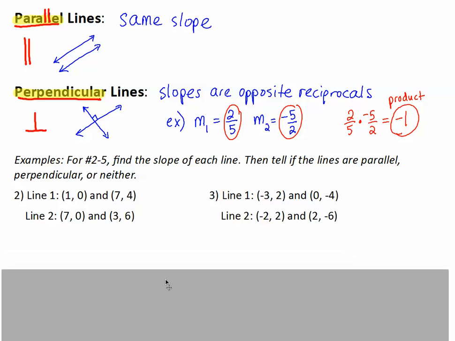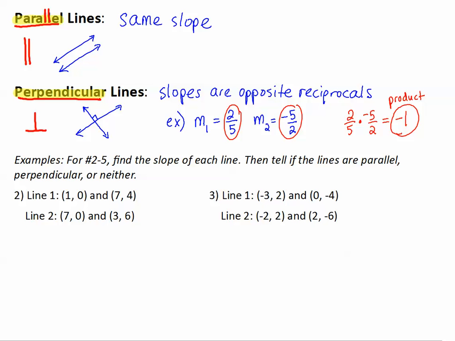Let's do a couple of examples where we have to determine, using slope, if the lines are parallel, perpendicular, or neither. So we're going to calculate each slope. This one says line 1, and these are the two points on line 1. So I'm going to write slope 1 equals, and then I'm going to look at these x1, y1, x2, y2. And maybe I write down my slope formula as a reminder: y2 minus y1 over x2 minus x1.